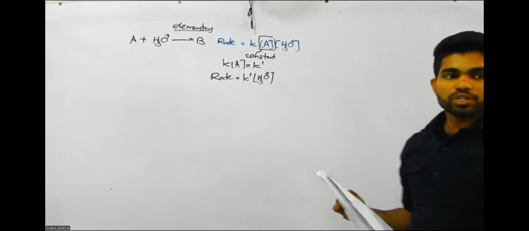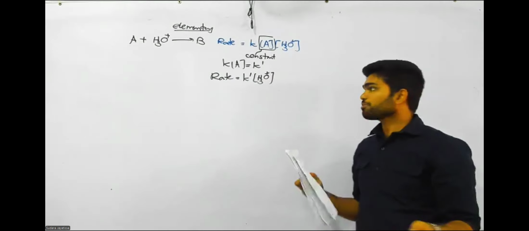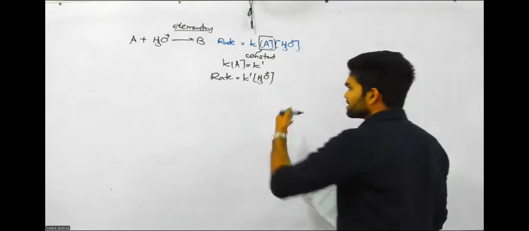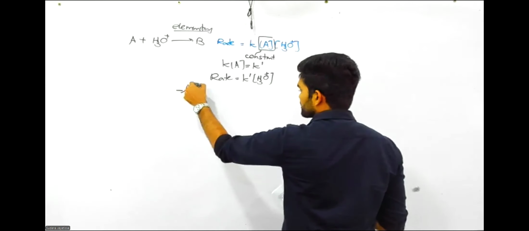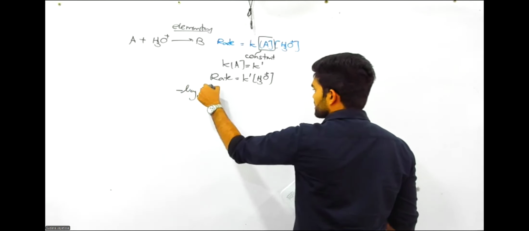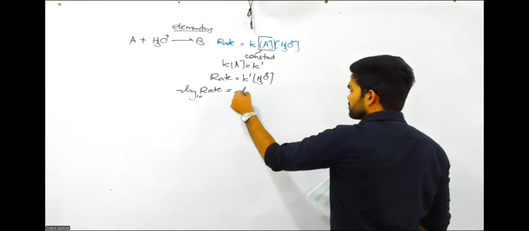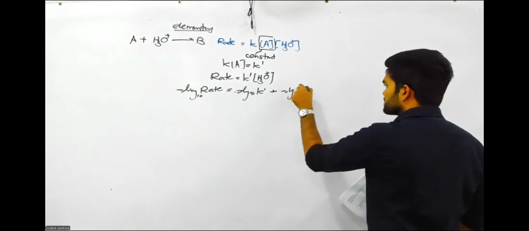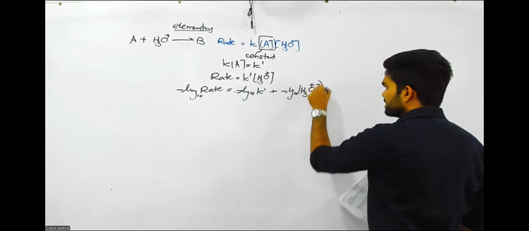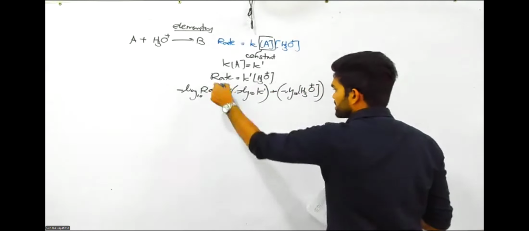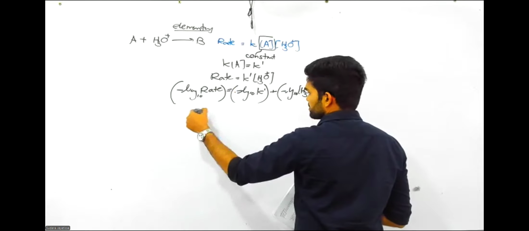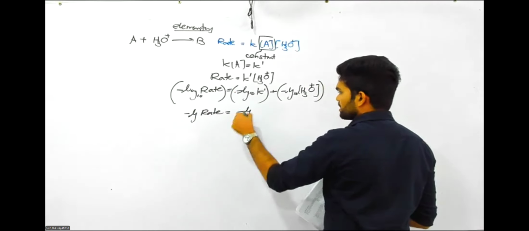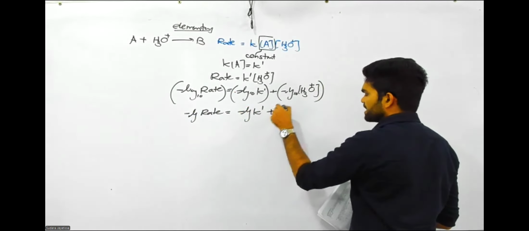So now again you need pH. Whenever you need pH, take minus log to the base 10. That's the only option, right? So now let's convert this whole thing to minus log to the base 10. Minus log rate, minus log k dash, plus minus log H3O plus. Now simplify carefully, otherwise you can't write it as pH. So minus log rate equals minus log k dash plus pH.